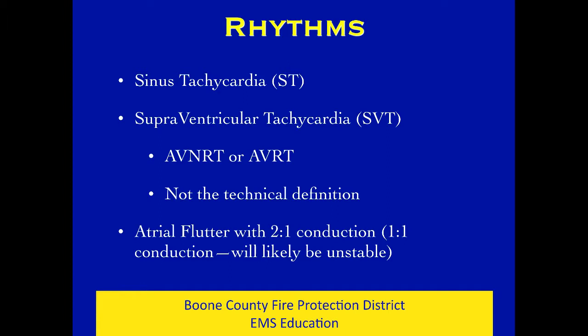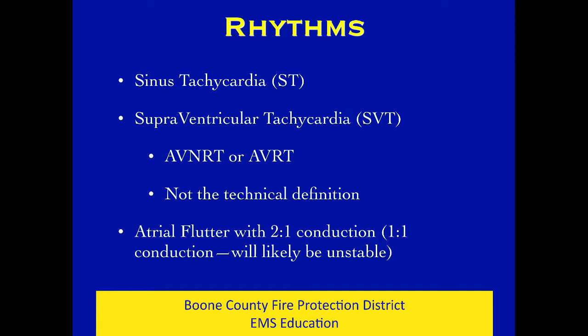And then obviously if you go to 1-to-1 conduction, now that's going to be extremely unstable. A ventricular rate of 300 isn't sustained for very long at all. If you were to see that, you would immediately cardiovert it. The 2-to-1 conduction isn't going to get immediate cardioversion. That person could be not unstable yet, or they might be unstable.